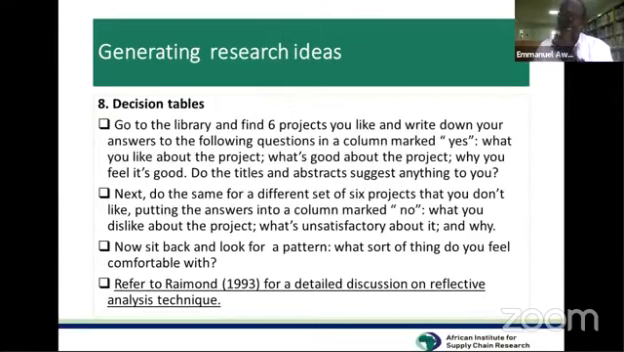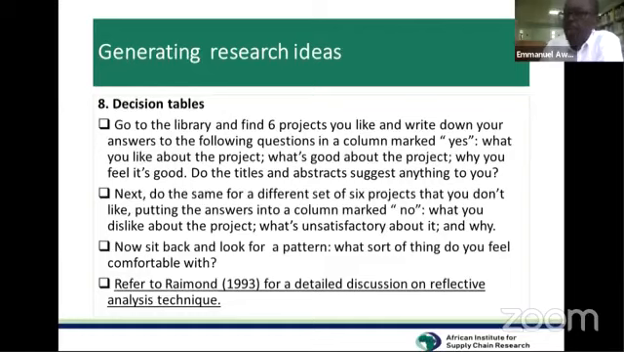Now, there are also the decision tables, which we can use as a form of trying to generate research ideas. So you go to the library and maybe you pick some 6 projects that you like, right? You'll also pick 6 that you don't like. Now, for these 6 that you like, you put a column and mark it yes. So in that column marked yes, you write, what do you like about that project? What's good about the project? Why do you feel it is good, right?